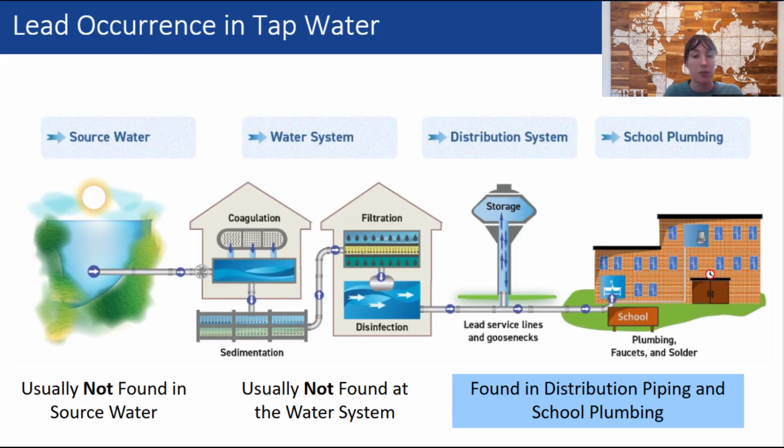Lead in tap water is not typically found at the source or water treatment plant. It usually gets into water on the way to your tap from its presence in distribution piping and household plumbing, including fixtures. Water chemistry and use can also affect whether there is lead at the tap. If your building is served by a well, the well components can also be a source of lead.